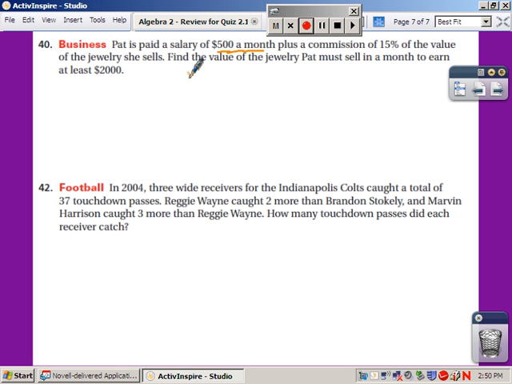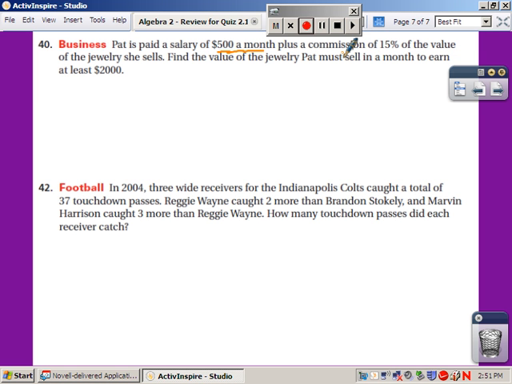So basically, she gets a flat rate of $500 per month as sort of like guaranteed pay. And then she gets 15% of all the jewelry she sells. So she's paid on what's called commission. So find the value of jewelry that Pat must sell in a month to earn at least $2,000.